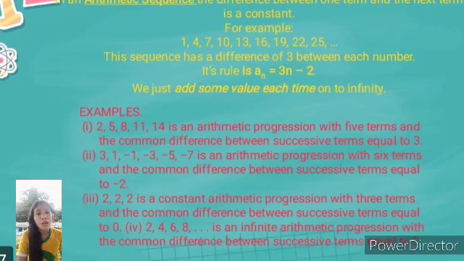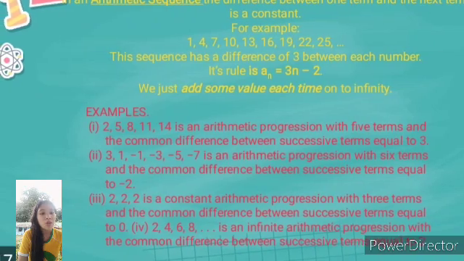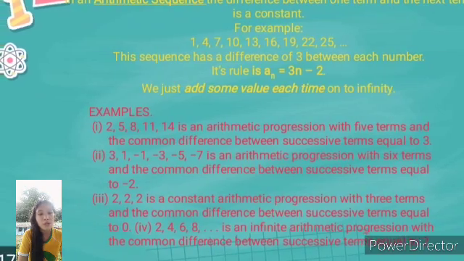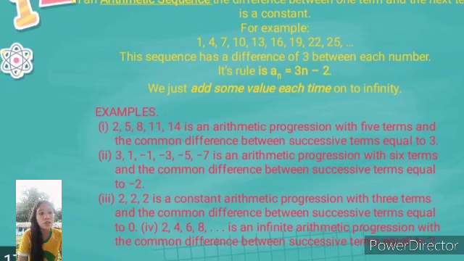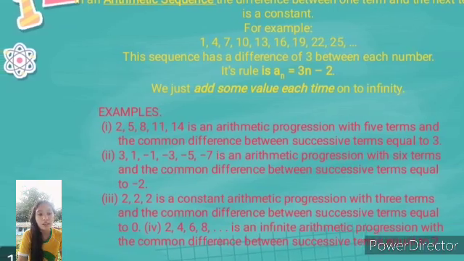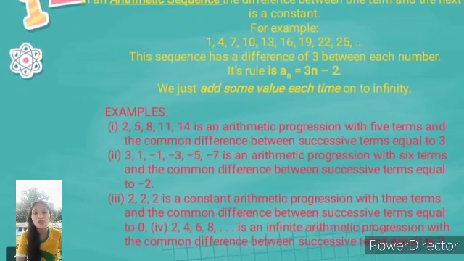Also, 3, 3, 3, 3, 3 is a constant arithmetic progression, and the common difference between successive terms is equal to 0. 2, 4, 6, 8 and so on is an infinite arithmetic progression with common difference between successive terms equal to 2.